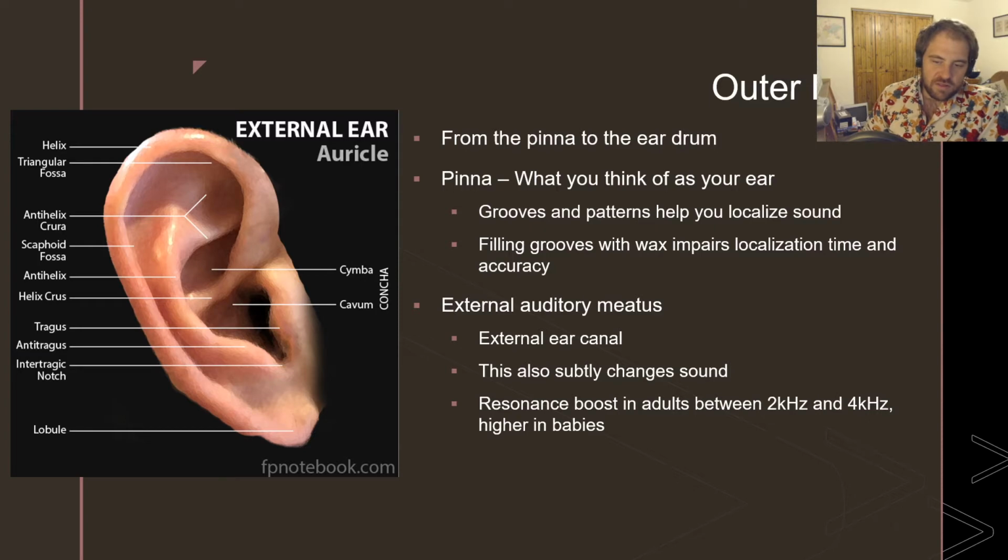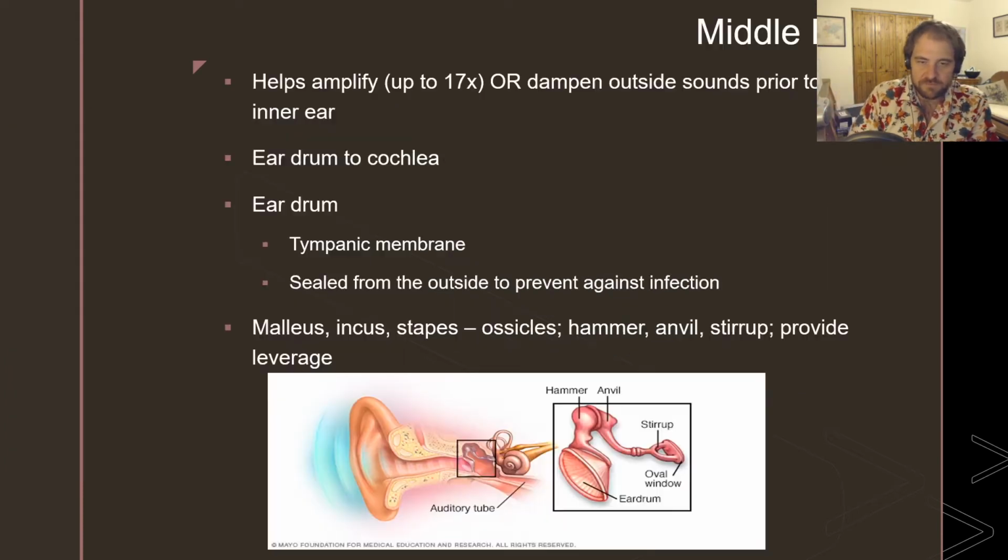For adults, it's between 2,000 and 4,000 kilohertz. For babies, it's higher, and that's because they're smaller. So a smaller tube is going to have a higher resonant frequency. And then, like I said, that just filters the sound that we get. There are subtle changes from the sound out here to the sound in here because there's some filtering going on.